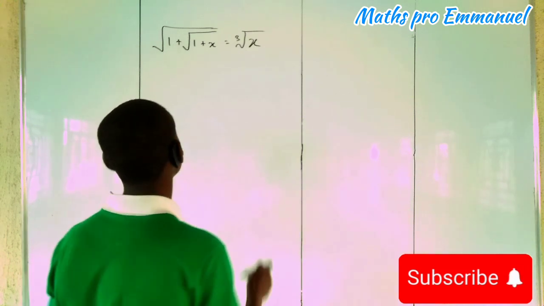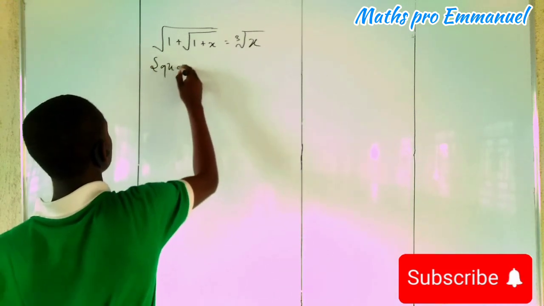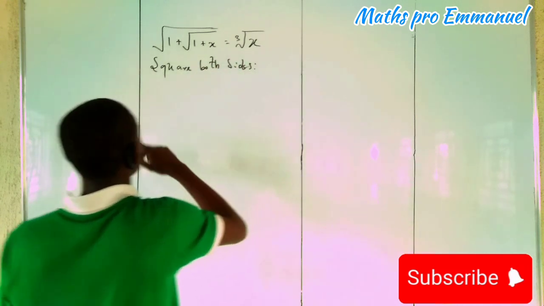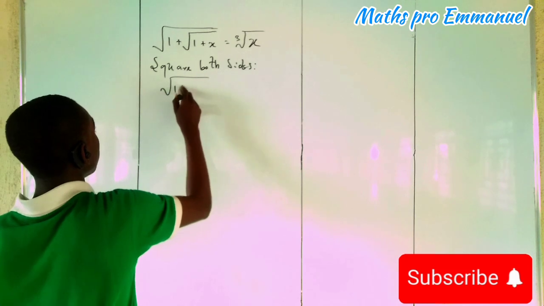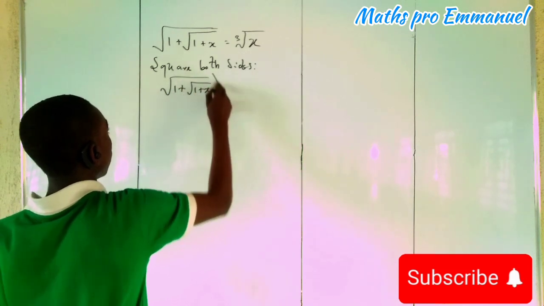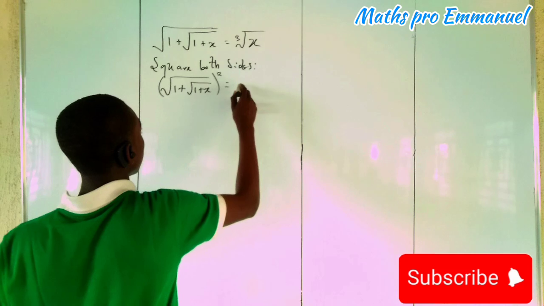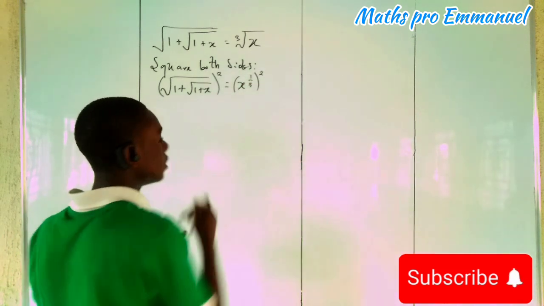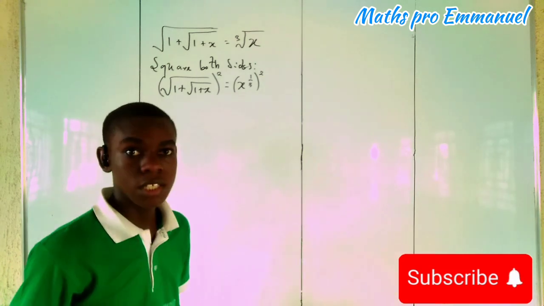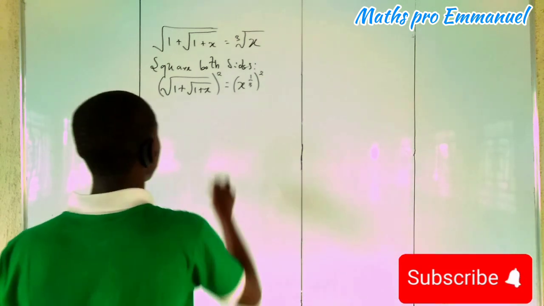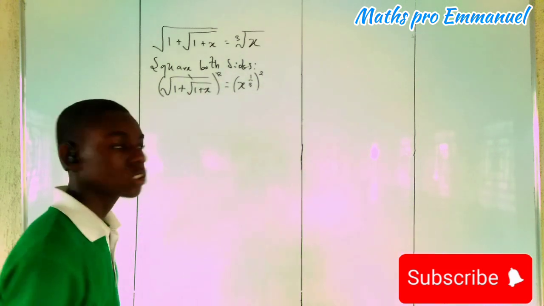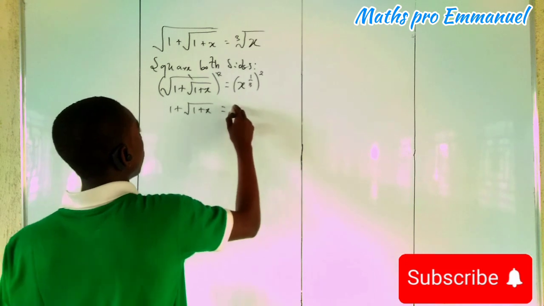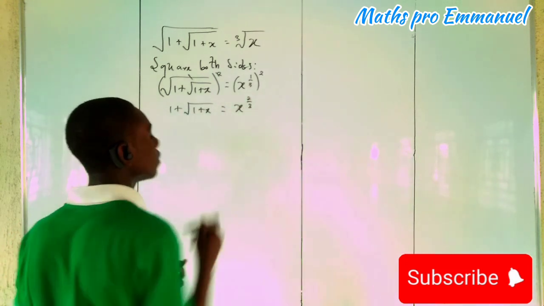Now, the first step to take is to square both sides of the equation. So square both sides. You have the square root of 1 plus root 1 plus x, all squared, equal to x raised to the power of 1 over 3, all squared. The cube root of x is the same thing as x raised to the power of 1 over 3. So now the square can cancel the square roots, and I'll be left with 1 plus the square root of 1 plus x equal to x raised to the power of 2 over 3.